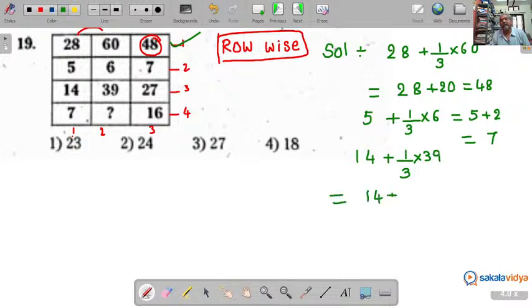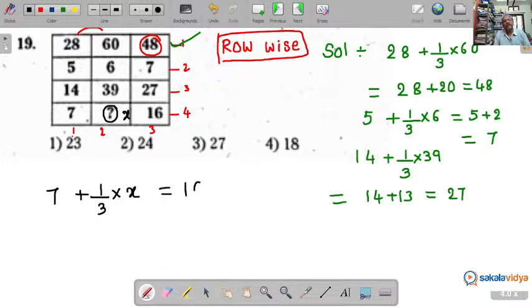Right. 14 plus 13 is 27. Same now, we need to apply for this one also. 7 plus 1/3 of question mark, question mark is equal, let us say x, equal to 16 you will be getting. This is the equation we need to solve.